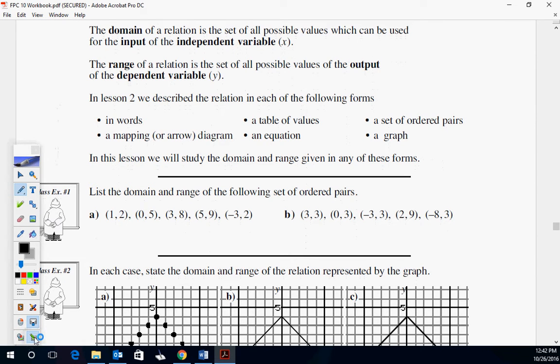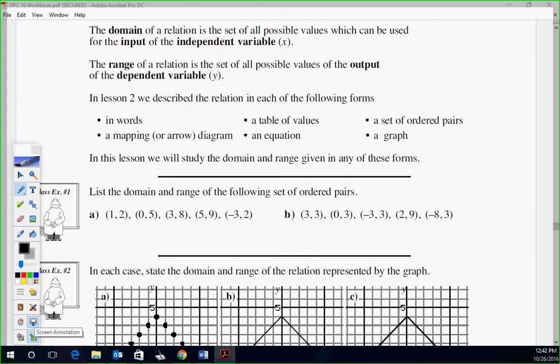The domain of a relation is the set of all possible values which can be used for an input, or the independent variable x. So again, domain goes with your inputs and your independent variable, which is x to us. Okay? That's the main meat of what we're talking about here. The range of a relation is the set of all possible outputs, the dependent variable y. Okay, so range goes with y, domain with x.